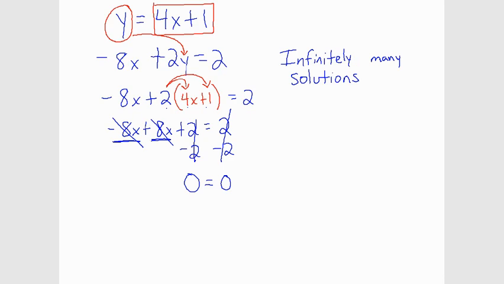In this case, that's what happens. 0 is equal to 0. Okay, great. That's a true statement. That means there's infinitely many solutions. But let's say we got something like 0 equals 2. Well, that's, of course, ridiculous and not true. So this would be a case where we have no solution. So something to keep in mind.